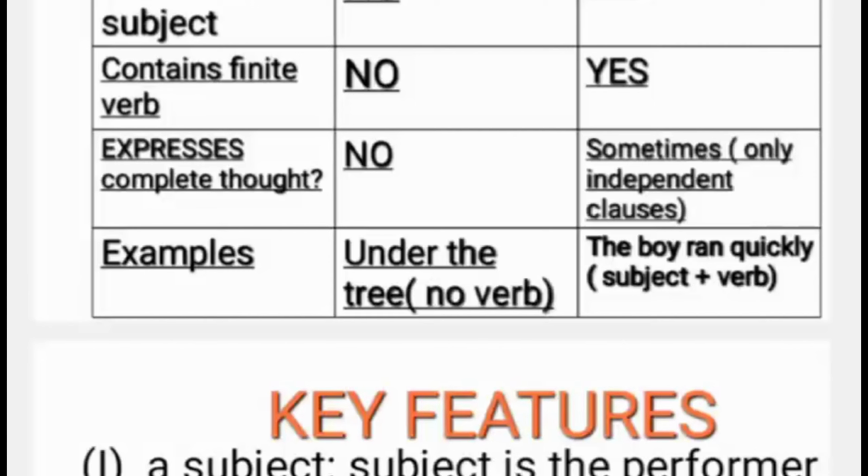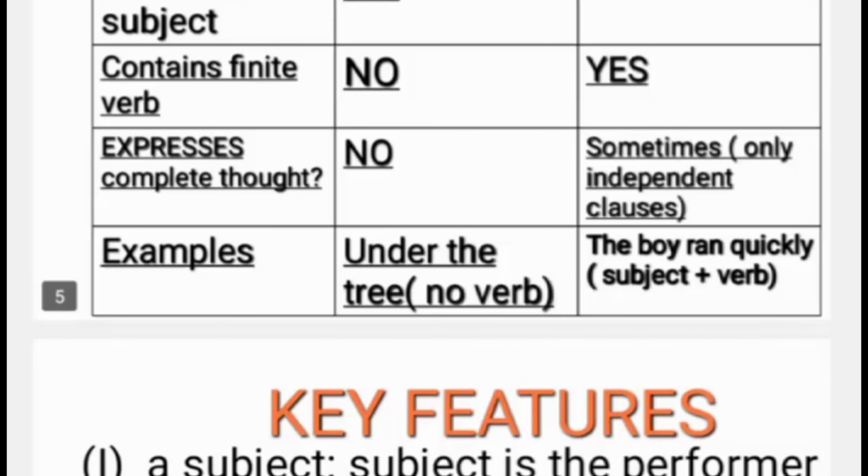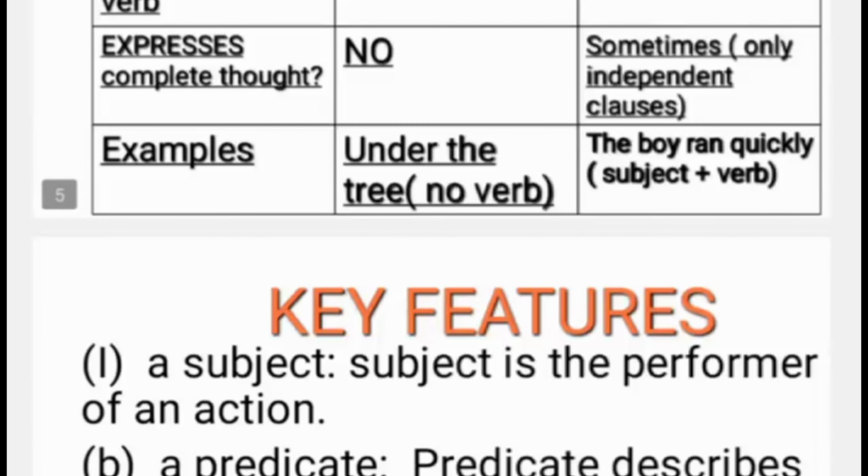When a clause is an independent clause, it expresses a complete thought. But when it is a dependent clause, it doesn't express a complete thought. That is why we say sometimes. For example, look at this sentence here. Under the tree. There is no verb here. There is no subject. So this sentence is a phrase.